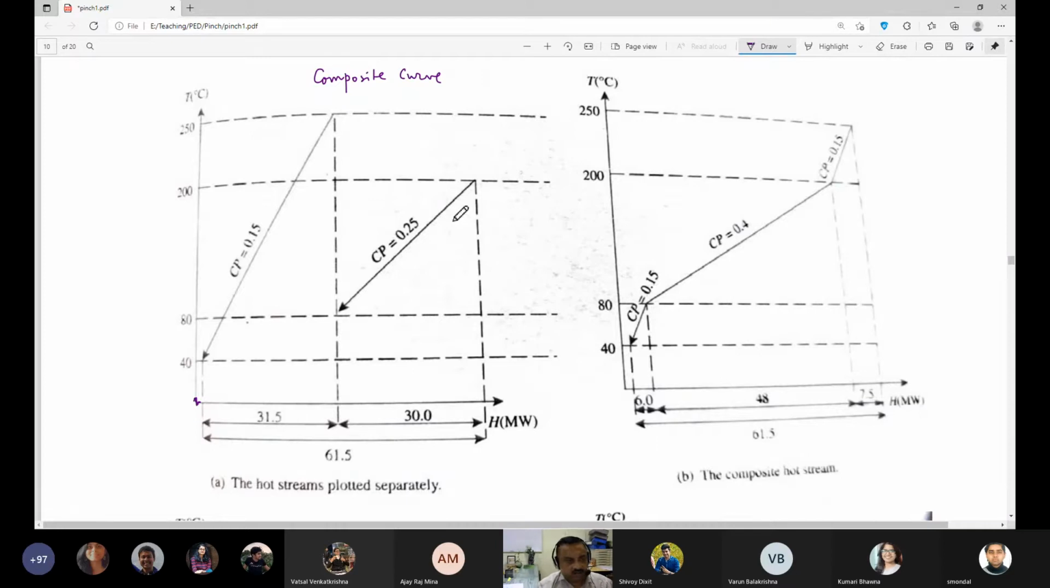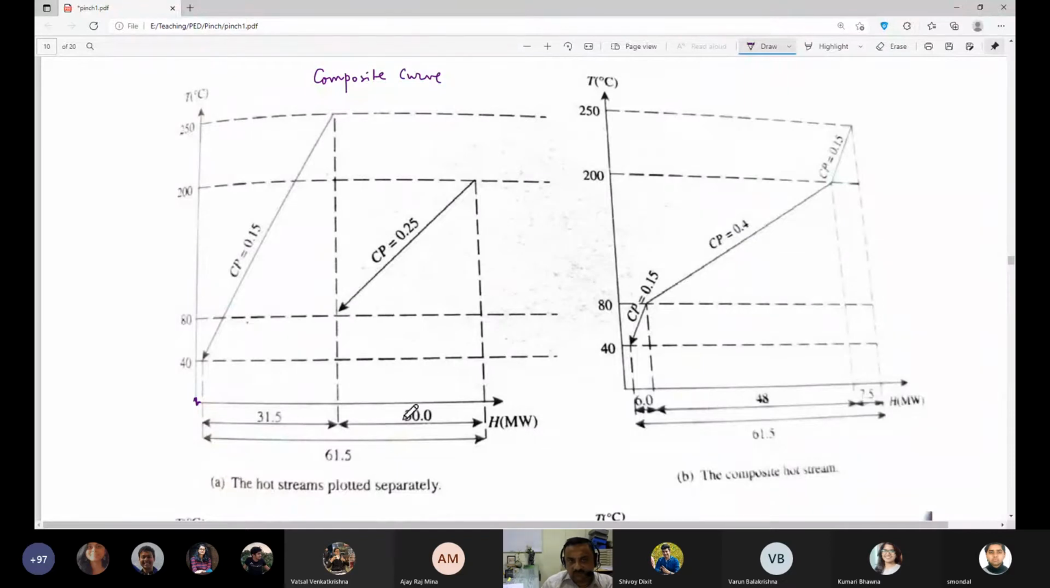So instead of two streams, I will have only one hypothetical stream. How can I do that? I'm not mixing the streams. Your ethanol will remain ethanol, salt water will remain salt water. They are not going to mix, but their heat content will be mixed. So these are hypothetical lines. Okay. So you have the CP values given here.